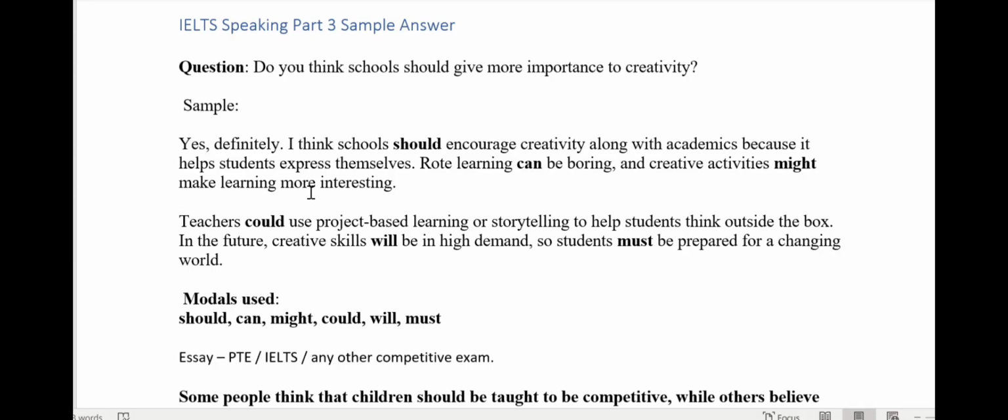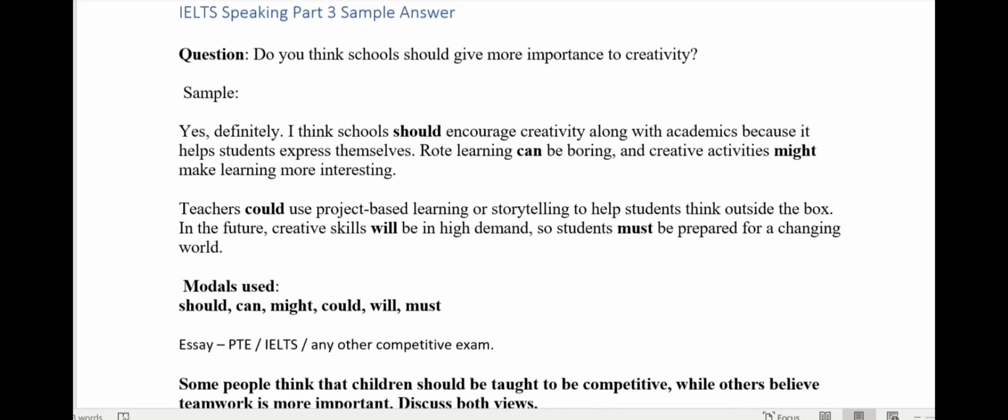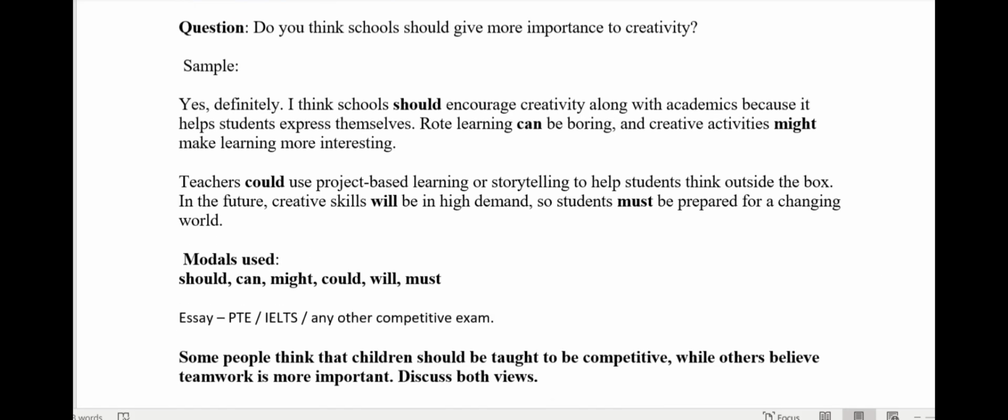Hope you are understanding the real usage of all these highlighted modal verbs. Teachers could use project-based learning or storytelling to help students think out of the box. In the future, creative skills will be in high demand, so students must be prepared for a changing world. Perfect answer. What you have to remember, you have not used the present continuous tense. You have not used the simple helping verbs which are is, am, are, was, and were.